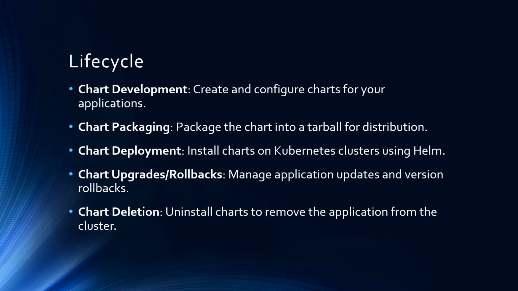Chart upgrades and rollbacks are crucial for maintaining application stability. This involves testing upgrades in staging environments, using --atomic for automatic rollback on failure, maintaining upgrade documentation, validating rollback procedures. Chart deletion should be handled carefully to ensure proper cleanup. Consider using --cascade to control dependent resource deletion, backing up important data before deletion, verifying resource removal, maintaining deletion scripts for complex scenarios.